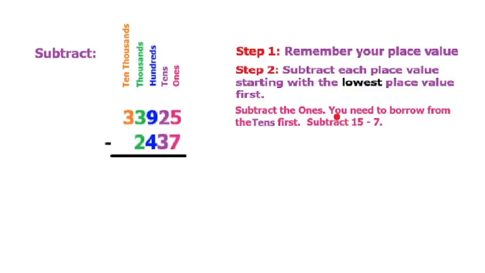Subtract the ones. You need to borrow from the tens first because you can't subtract 5 minus 7. 5 is too small, right? So you need to borrow from the tens first. Then this becomes a 1, and then this 5 becomes a 15. Now you can subtract 15 minus 7. 15 minus 7 is 8.